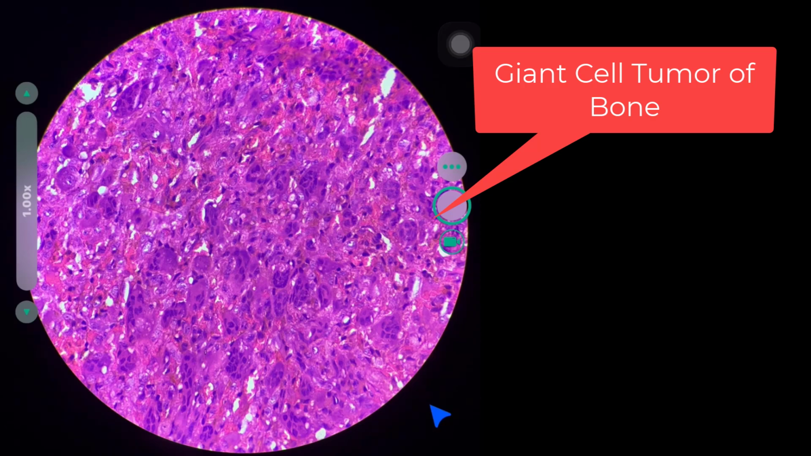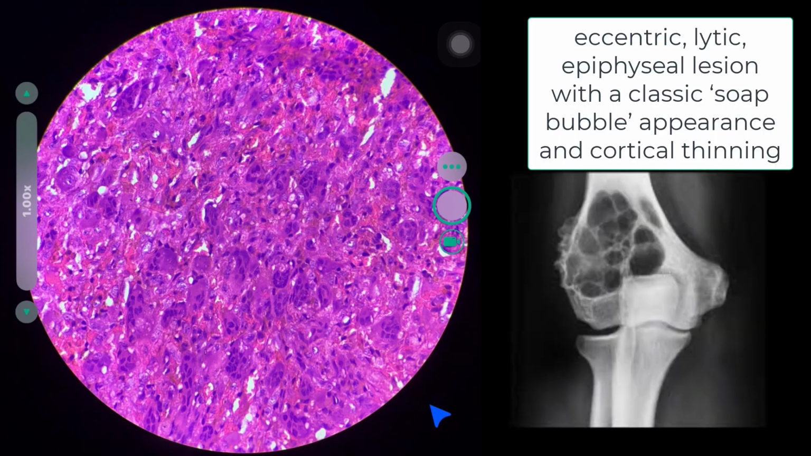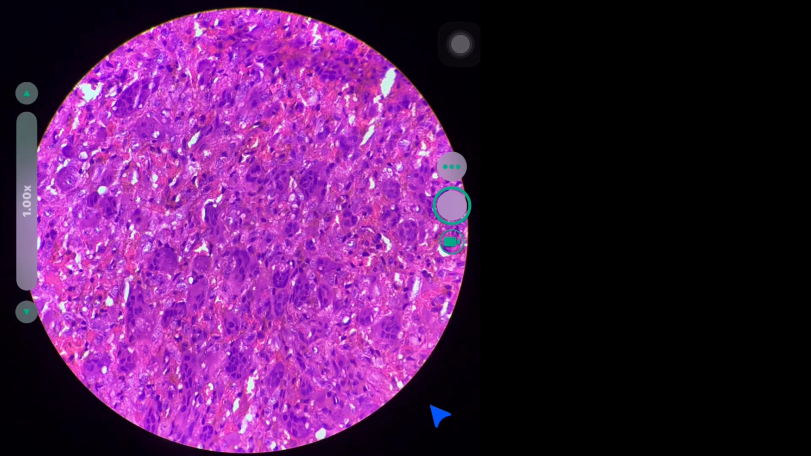Radiologically, X-ray shows an eccentric lytic epiphyseal lesion with classic soap bubble appearance and cortical thinning. Grossly, the tumor is soft, fleshy, red-brown with hemorrhage and sometimes shows cystic degeneration. So, let's see microscopically how you identify giant cell tumor of the bone.